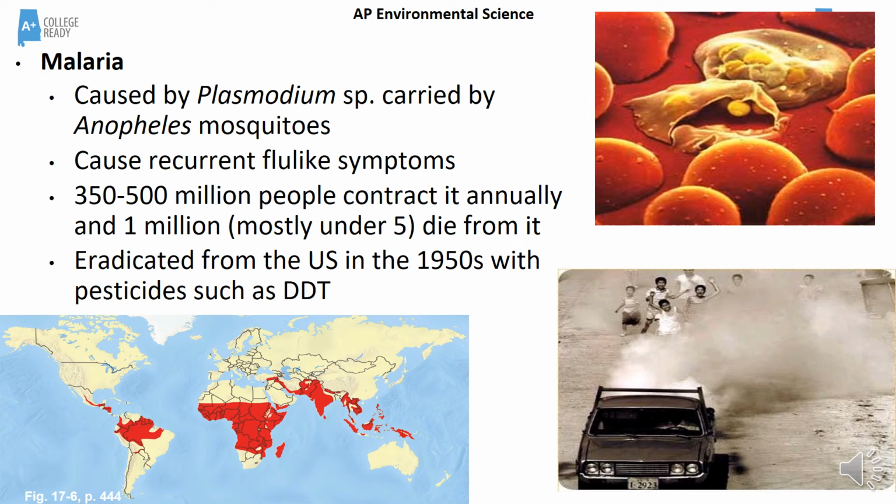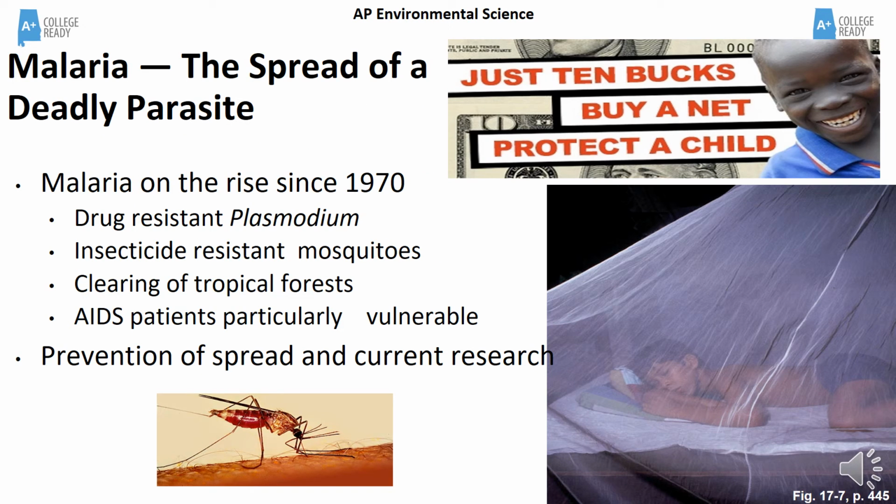Malaria is caused by an infection from one of several protists in the genus Plasmodium. It spends one life stage inside a mosquito, its vector, and the other inside a human. Regions hardest hit include sub-Saharan Africa, Asia, the Middle East, Central and South America. It was eradicated from the U.S. in the 1950s with pesticides such as DDT. Problems with malaria that have been on the rise since the 1970s include drug-resistant Plasmodium and insect-resistant mosquitoes. People are also clearing more tropical forests, and AIDS patients are particularly vulnerable. Really, the best way to keep from contracting malaria is sleeping under a mosquito net to avoid the bite of an infected mosquito.